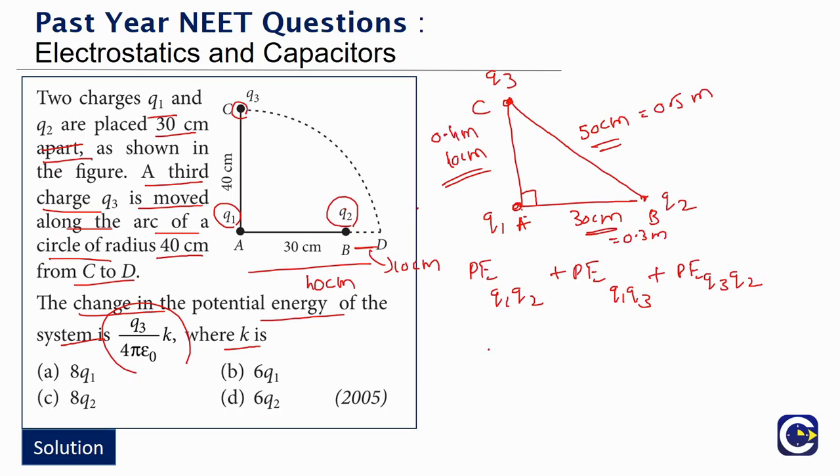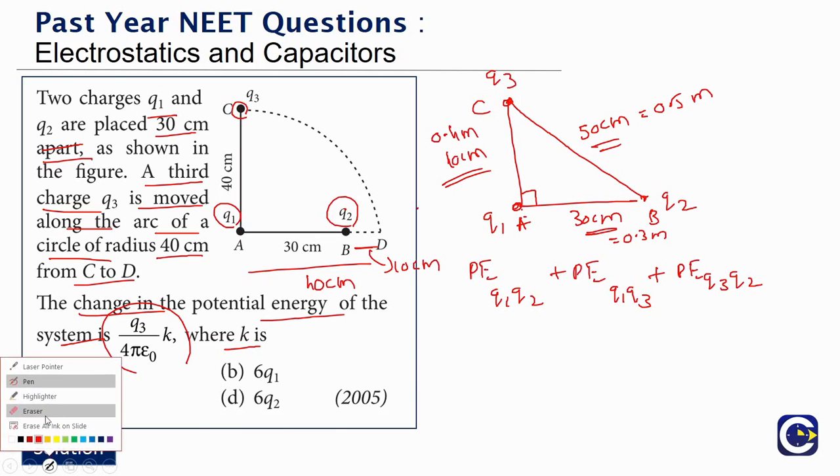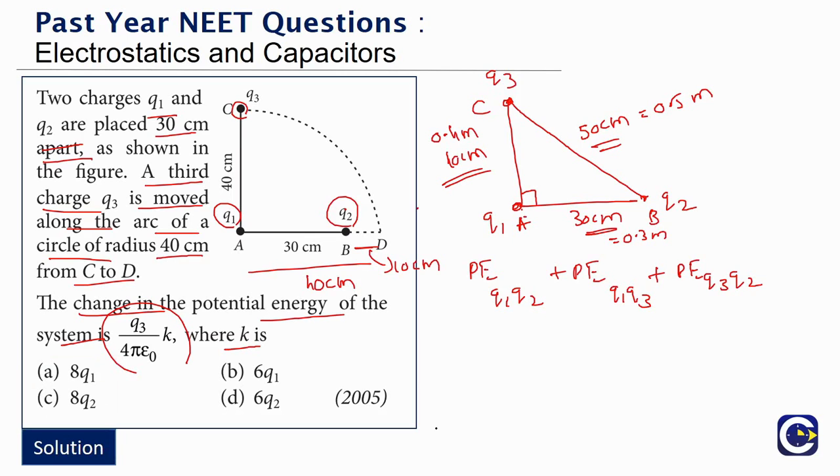Now we'll just write down the expression for the initial potential energy of the system. System means we have three pairs of charges, so there will be three potential energy terms. We will write this at the top and keep it. We will have to write down the initial potential energy of the system and the final potential energy. Then we will be able to find out the change in potential energy.